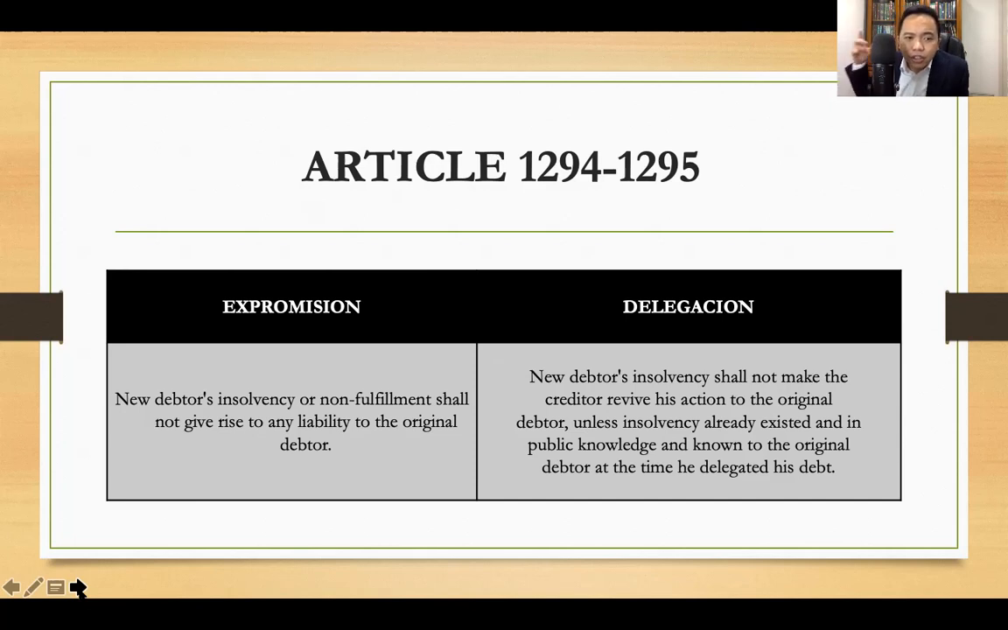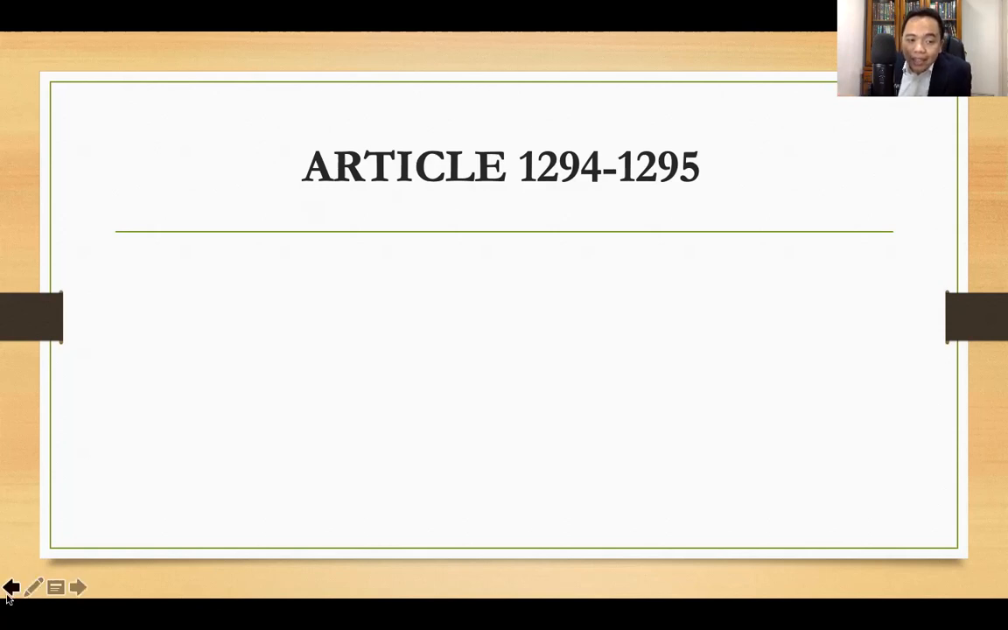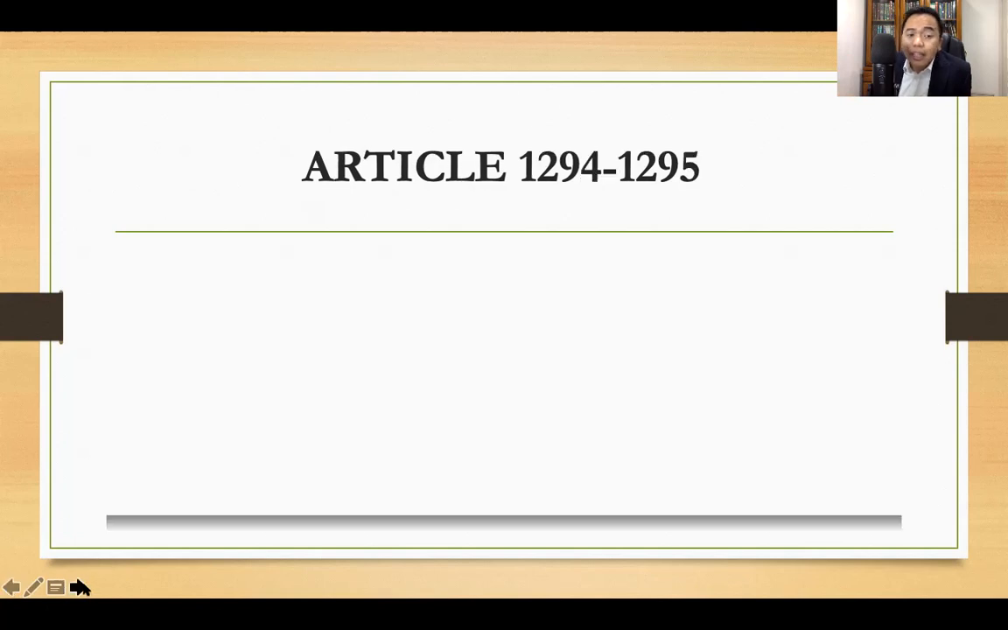Now, what if the third person becomes insolvent? Or what if the third person will not fulfill his promise to pay? Will it give rise to any liability to the original debtor? No. According to the Civil Code, the new debtor's insolvency or non-fulfillment shall not give rise to any liability to the original debtor. Tandaan niya ang class, in expromission.